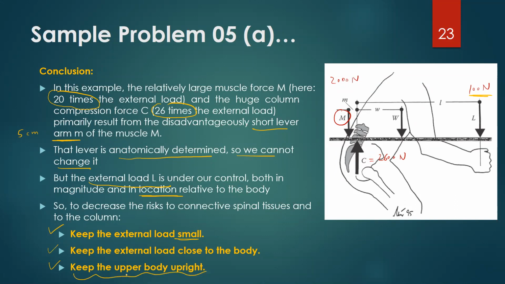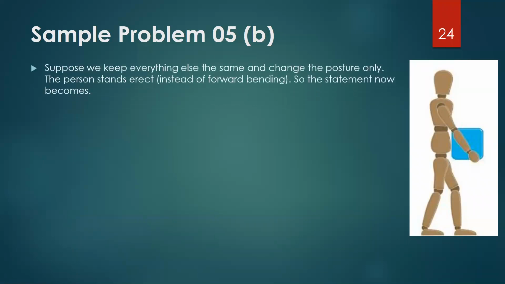Keep the body upright. Now, what will be the effect of keeping the body upright? As much straight as possible. What will be the impact? So we will address the third point using the same example. So for example, this person is now having his back straight. Practically, it is not possible in all situations. But the basic point is keep it as straight as possible. So let's go to the other extreme that the posture is perfectly straight. So we keep everything else the same and change the posture only.